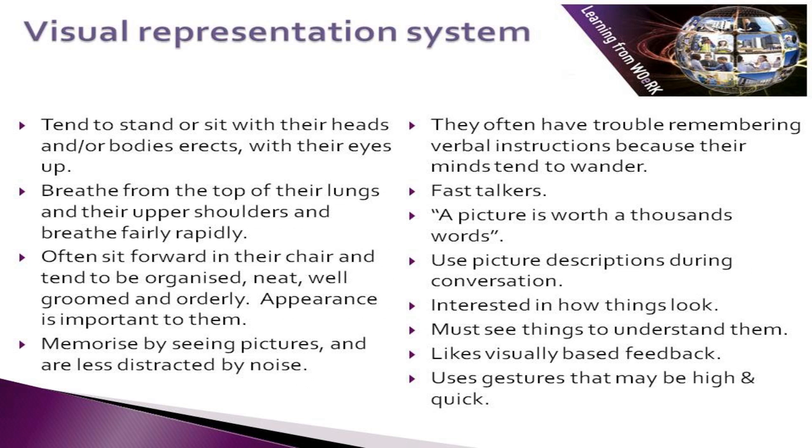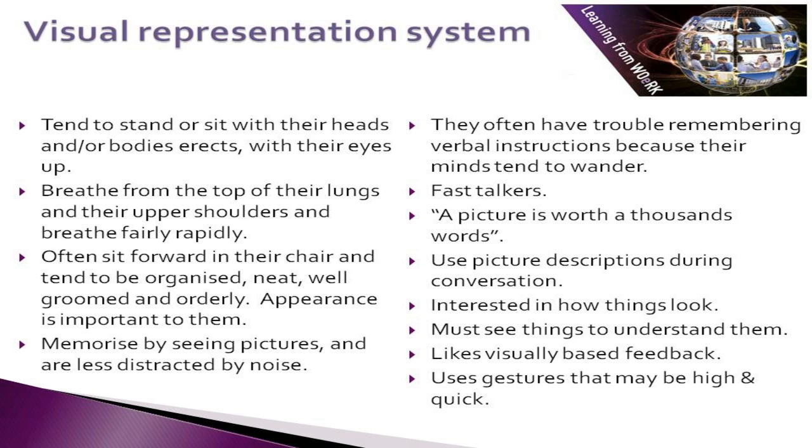So how can you tell what is someone's preferred representational system, and what are the ways of being able to detect that? Well, with people who have a visual preference, you may notice that firstly, they will often stand with their heads and their bodies very erect and their eyes up. They breathe from the top of their lungs and their upper shoulders and breathe fairly rapidly. They often sit forward in their chair and tend to be very organised, neat, well-groomed and orderly. And appearance is really important to them. So you'll find that they will wear clothes where the colours match and everything's in harmony.